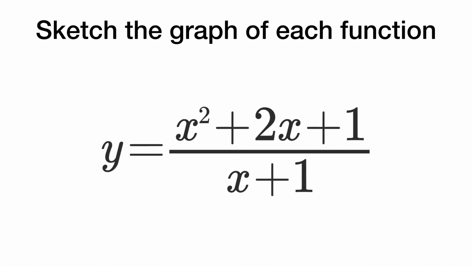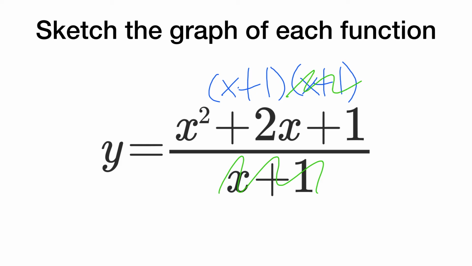So the first thing I would want to do in this case is factor. So in this case, let's see, I have two numbers that multiply to be 1 and add up to be 2. That means x plus 1 squared, or as I'm going to write it, x plus 1 times x plus 1. So if you look right here, those cancel out, leaving us just x plus 1. So that means our final graph is going to look something like this. Let's move that up just a little.